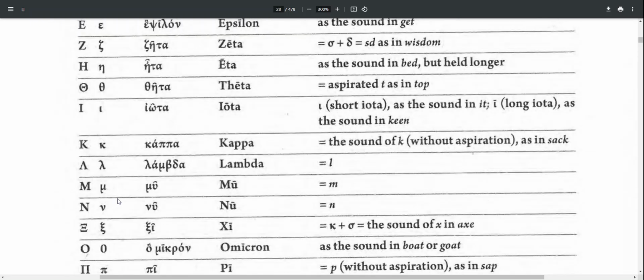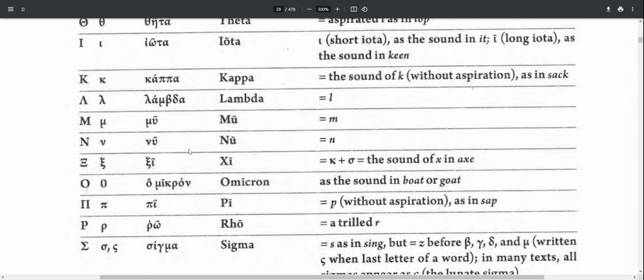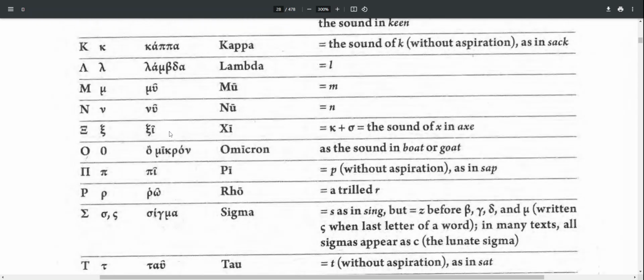The next letter is mu. It has the same sound as the letter M. The next letter is nu. It has the same sound as the letter N. The next letter is xi. It has the same sound as a combination of the letters kappa and sigma. It has the sound of K and S, or like the sound of the letter X in X.